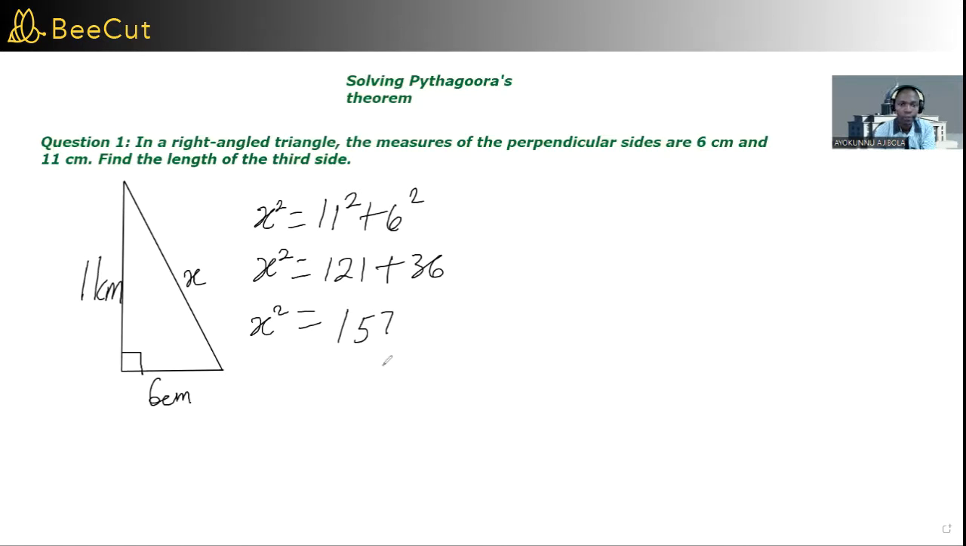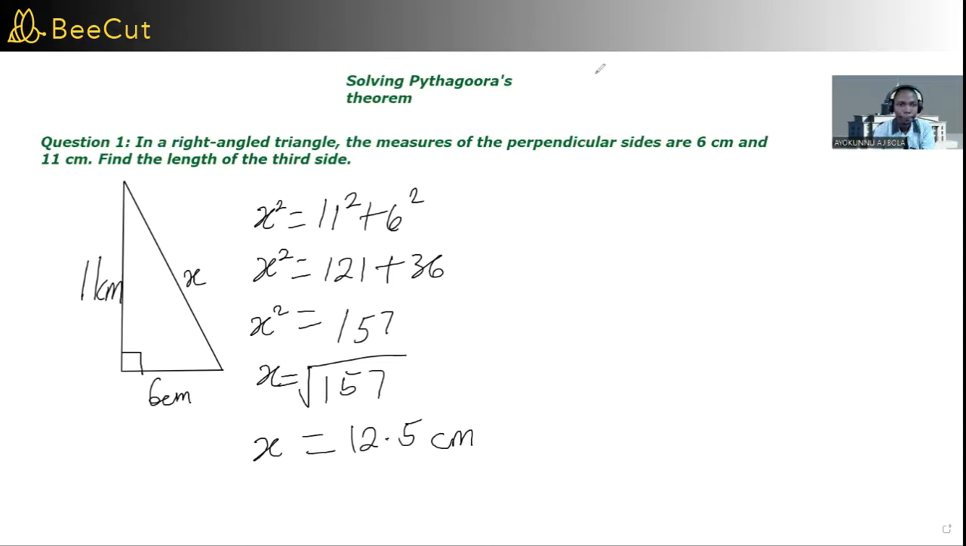This is not a perfect square. And I have x to be equal to the square root of 157, so I can try to find the square root of 157. That is 12.5. So x is 12.5 centimeters. So that is how to get that done.